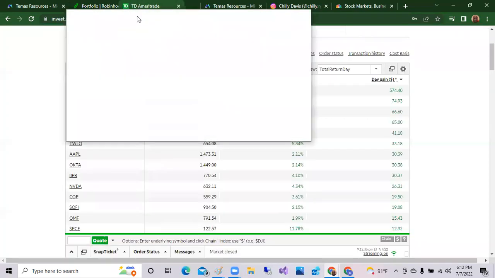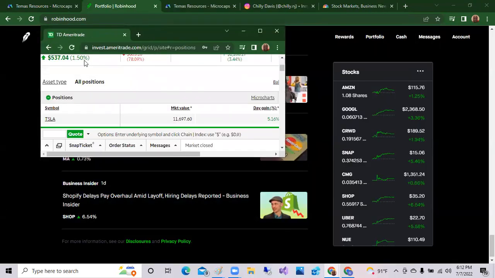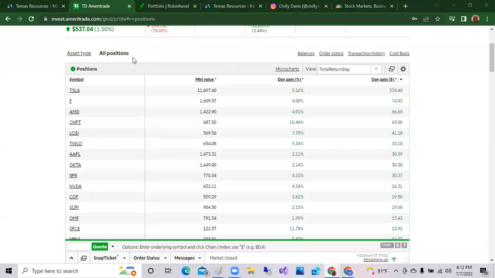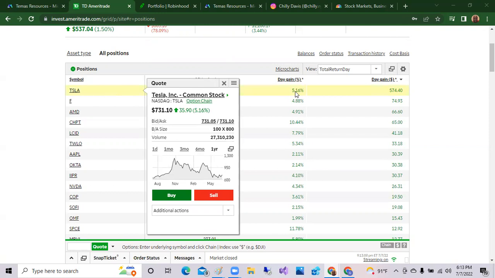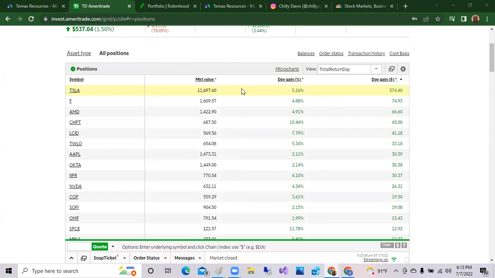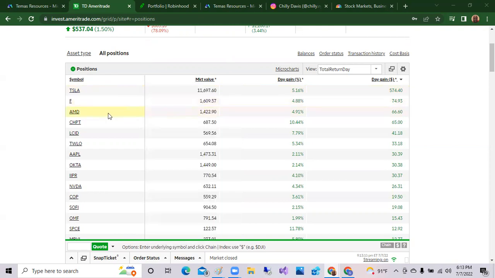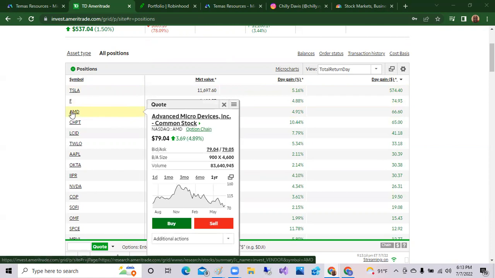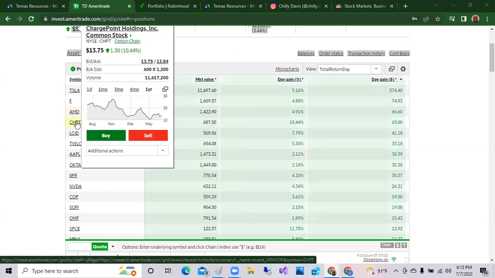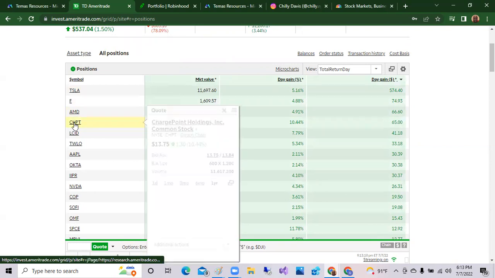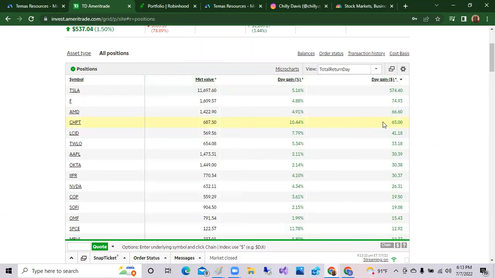All right, on my other portfolio today, looks like we were up 1.50%. Again, Tesla was my top stock here, up 5%, made a little over $500. Also, Ford was up 4.88%, made $70. AMD was up 4.99%. And ChargePoint was up 10.44%, made a little $65.